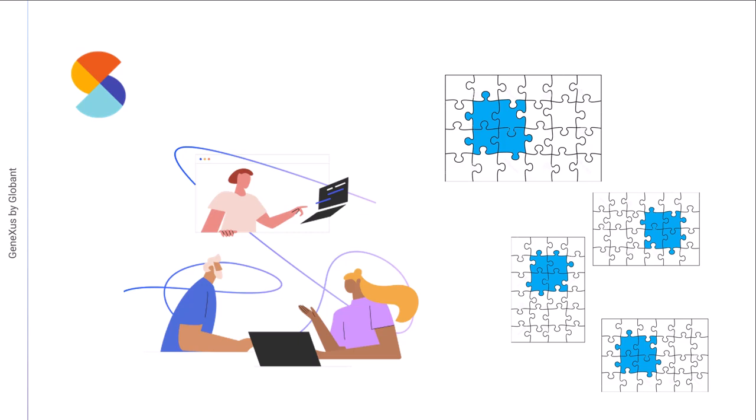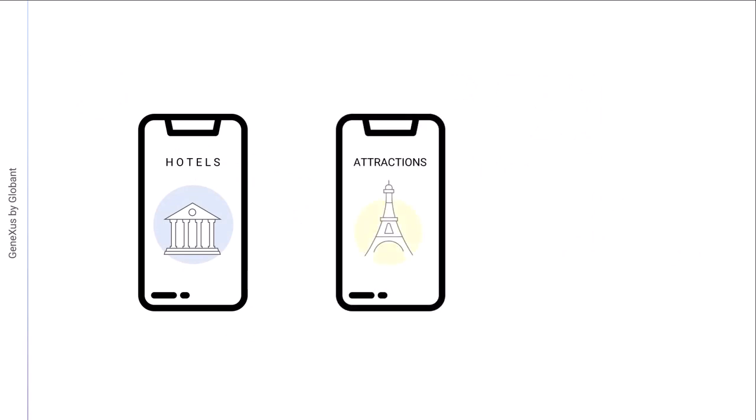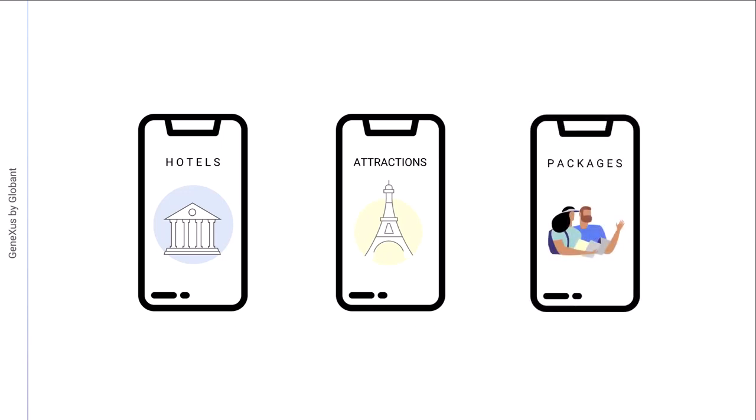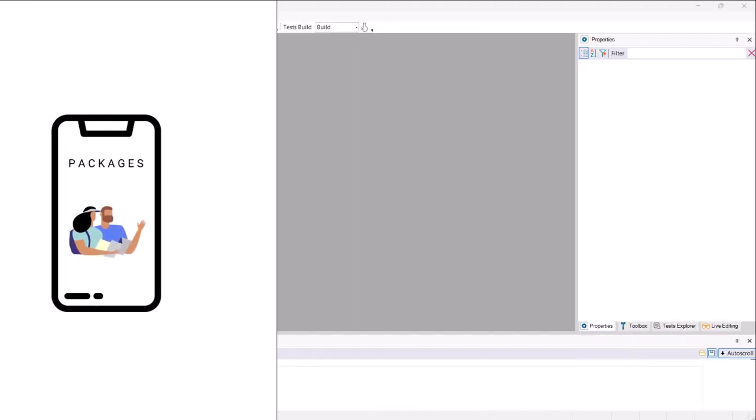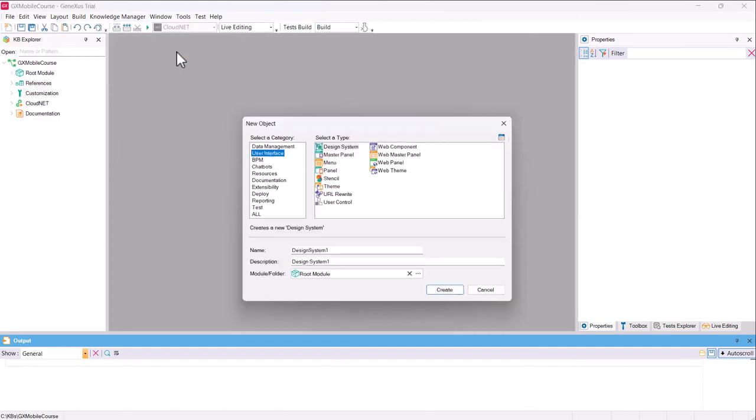Let's suppose that the travel agency requests 3 screens. One as the entry for hotel information, another one for attractions, and the third one for packages. Let's start by creating the first panel and call it Hotels.